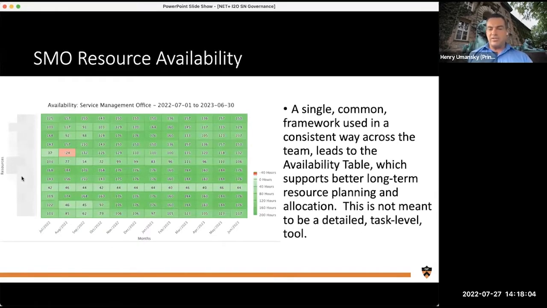In this slide, you can see a sample of our availability report. I know we were talking about dashboards and reports. This one, our resource managers use constantly.